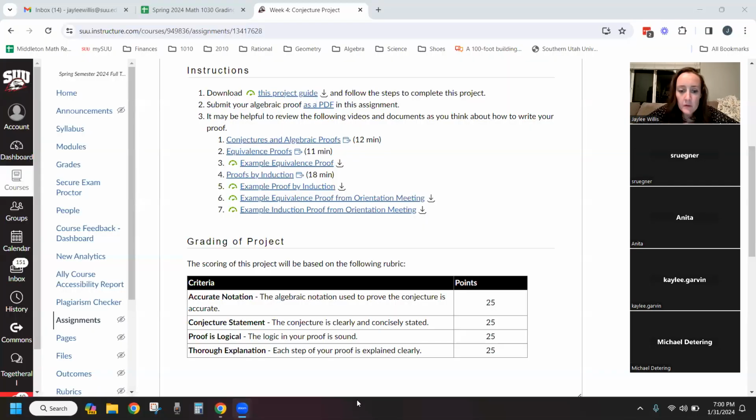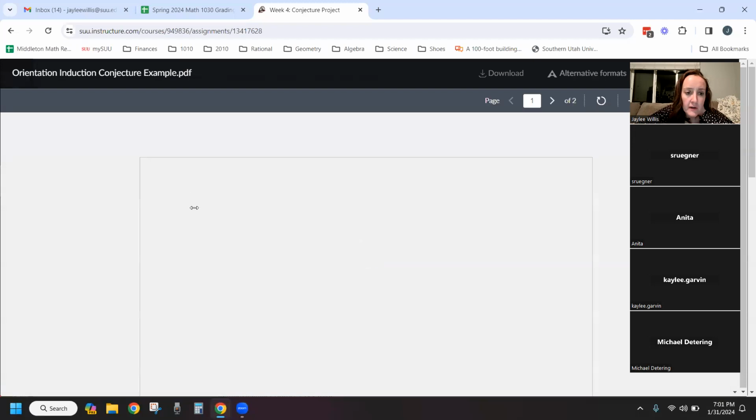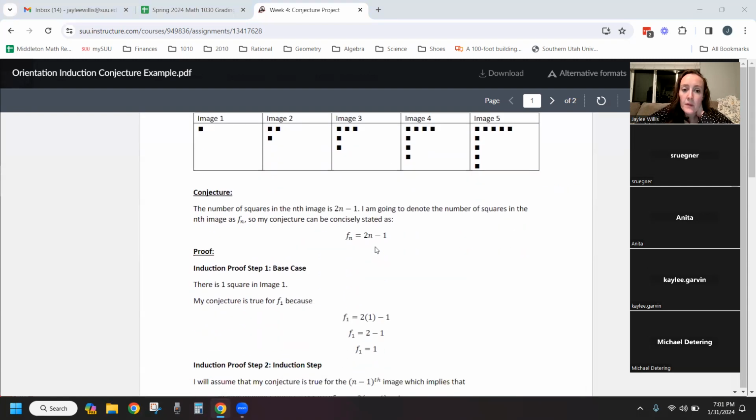The induction proof I'm going to share with you, the example, is available in the assignment. It's linked in there. It's the example induction proof from the orientation meeting. So if you want to reference it as you're writing your proof, you're welcome to look at that. But we'll go ahead and look at it together right now. So this is not conjecture 4. This is one that I made up during our orientation meeting as an example.